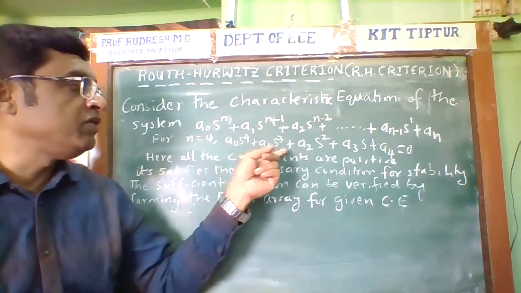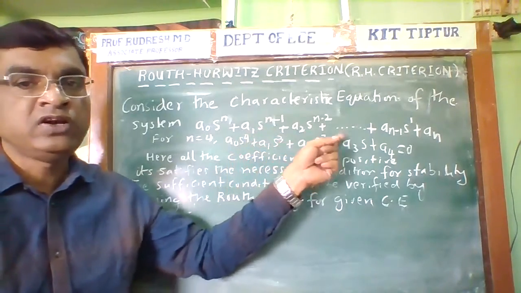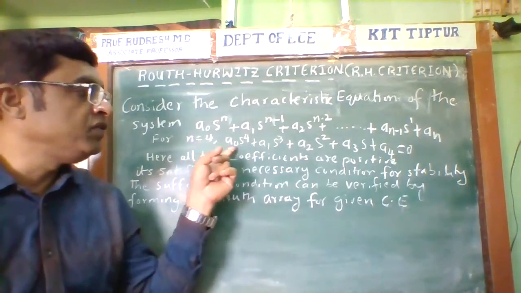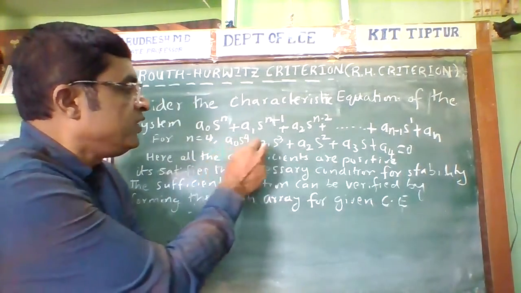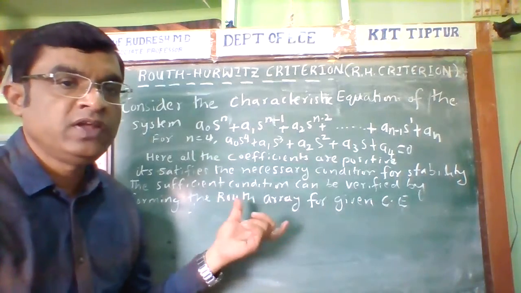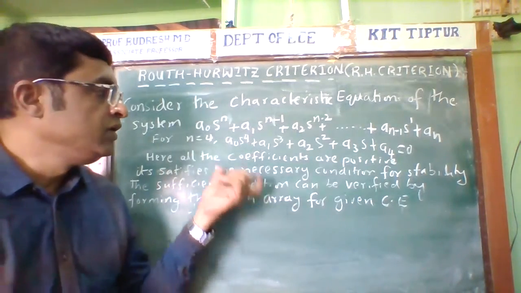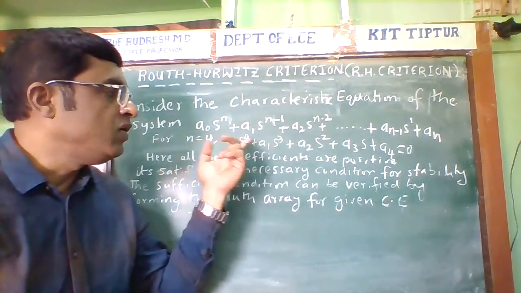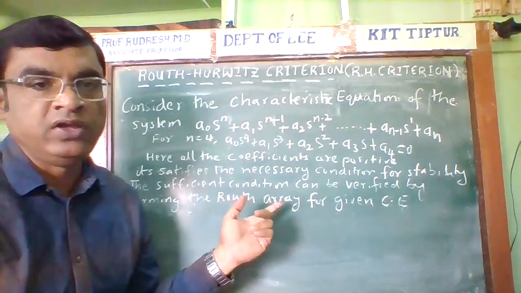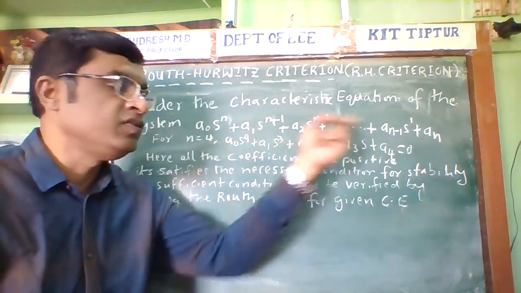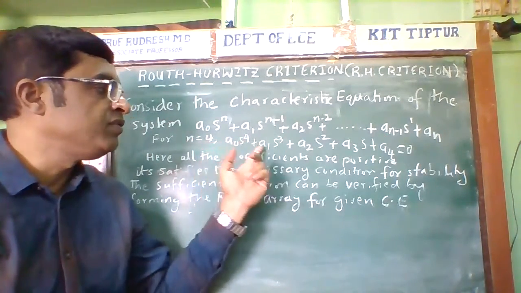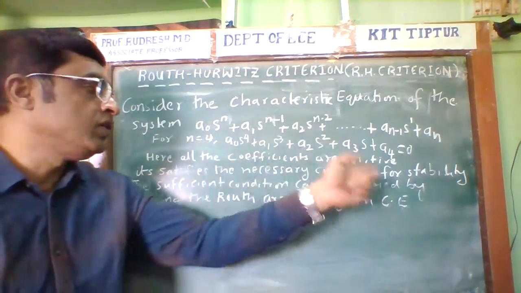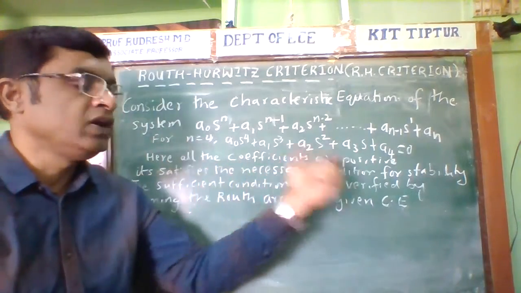a0 s^4 plus a1 s^3 plus a2 s^2 plus a3 s^1 plus a4 equals 0. If you look at the characteristic equation, all the coefficients are positive. What is the necessary condition of stability? All the coefficients of the polynomial must be positive, otherwise the system is not stable. Here all the coefficients are positive, so it satisfies the necessary condition of stability.